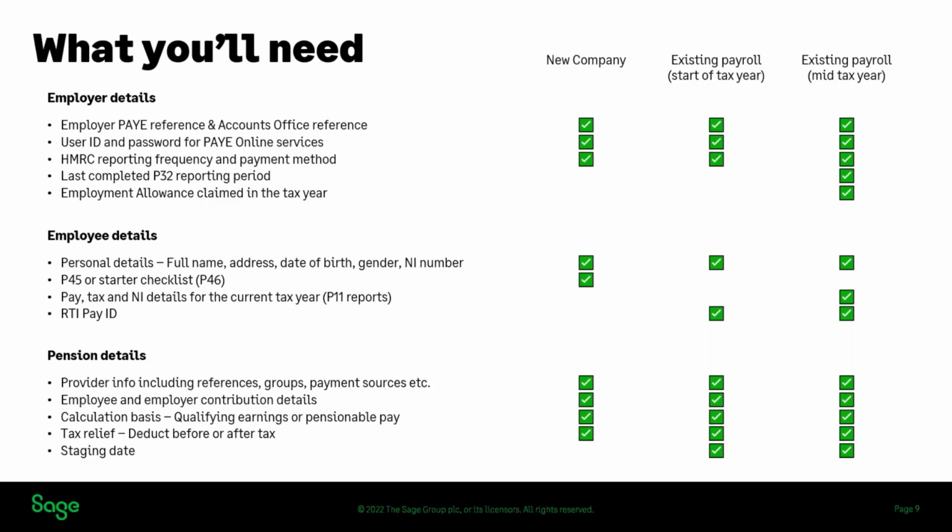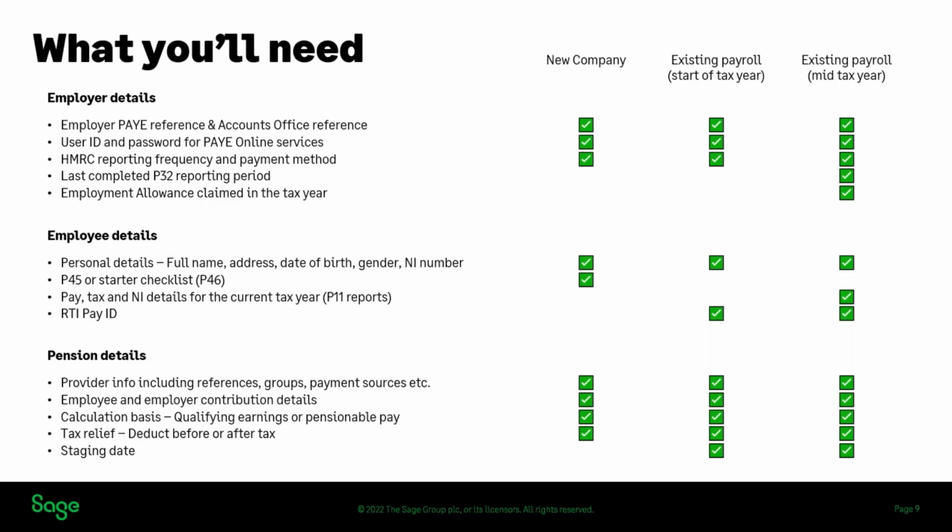If it's a brand new employee that you're taking on for the first time, you'll need their P45 or starter checklist, also known as P46. Or if it's an existing employee, you'll need to know their pay, tax, and national insurance details for the current tax year, which you can get from your P11 reports. Also, for existing employees, they should have an RTI Pay ID in your old software. So best advice is to carry that forward and use it in Sage Payroll as well.